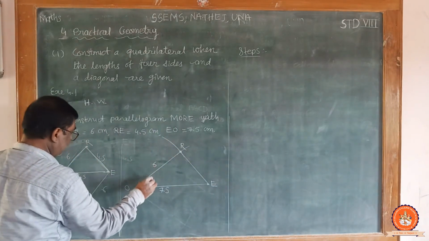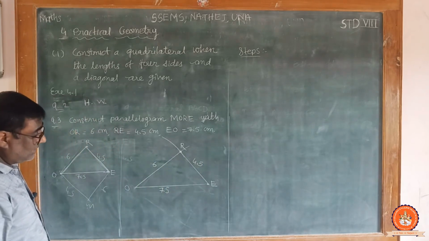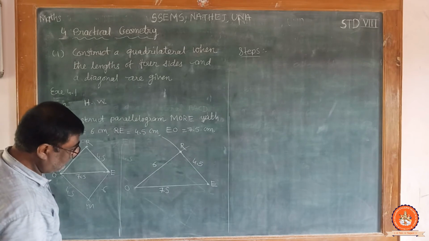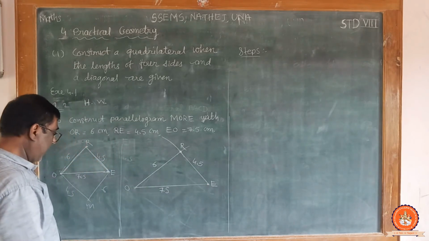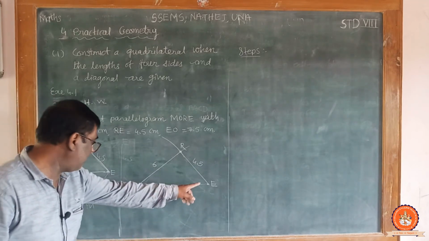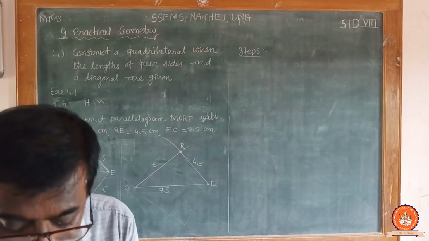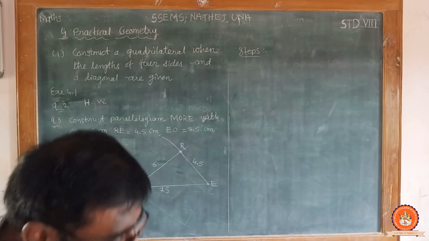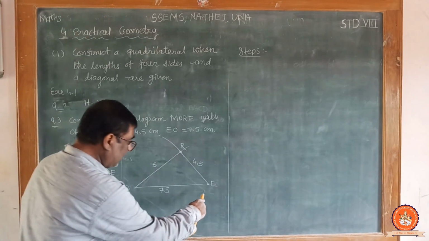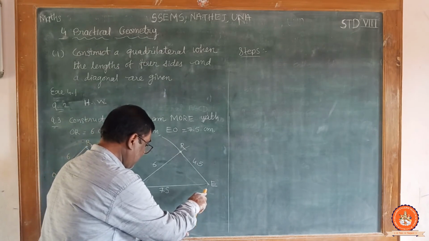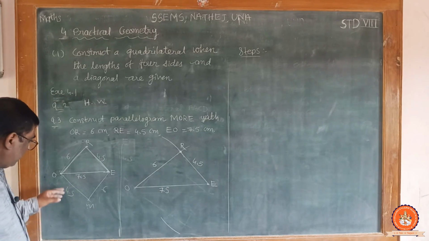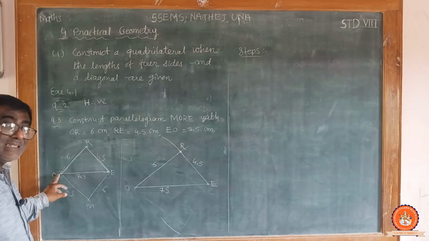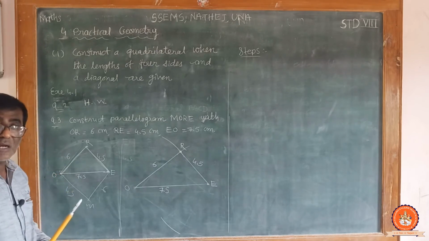Now a triangle has been constructed which is ORE. This is 6 centimeter and this is 4.5 centimeter. The construction of the triangle is completed using SSS criteria, and now we want the fourth point, which may be approximately here. M is 6 centimeters away from E. So using E as a center and radius equal to 6 centimeter, we'll draw an arc. Now M is 4.5 centimeters away from O. So using O as a center and radius equal to 4.5 centimeters, we will draw another arc intersecting this one.